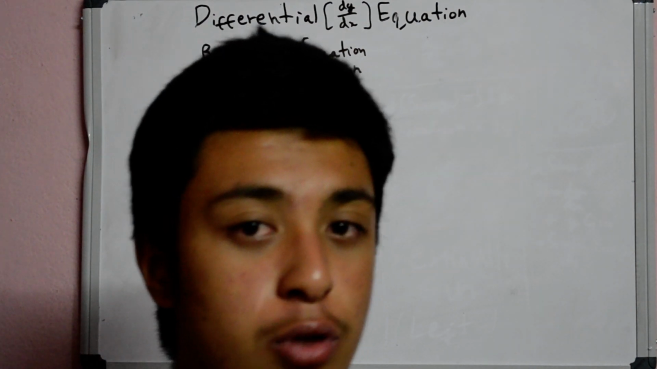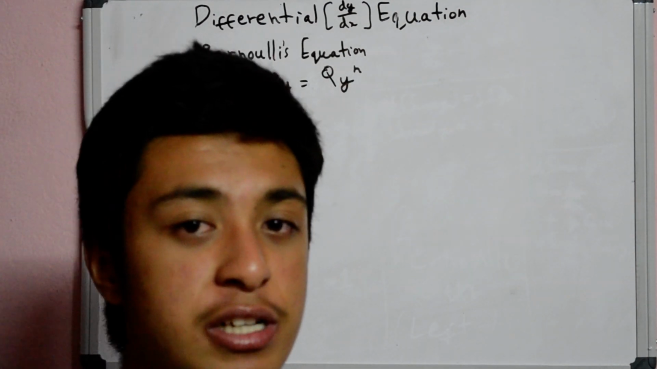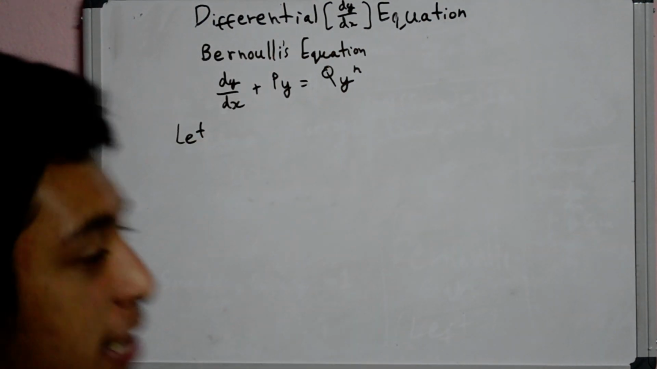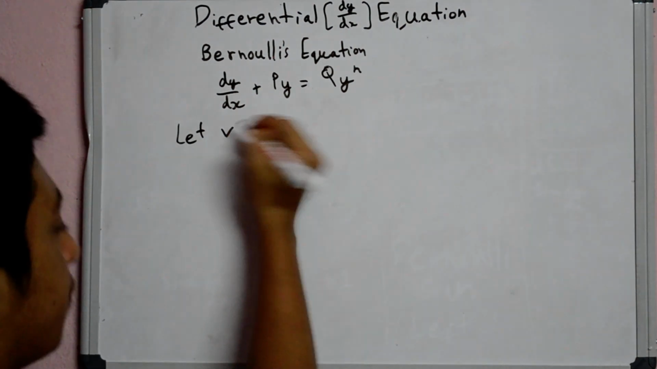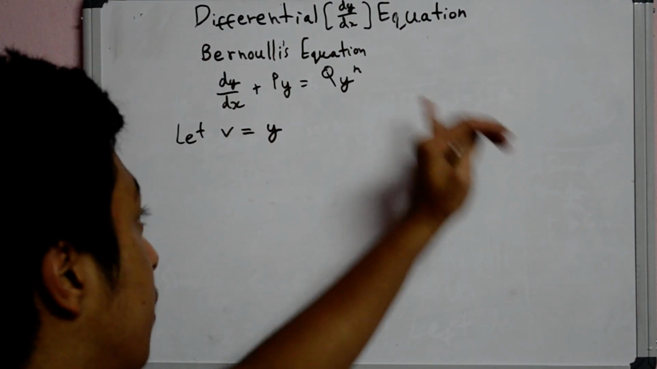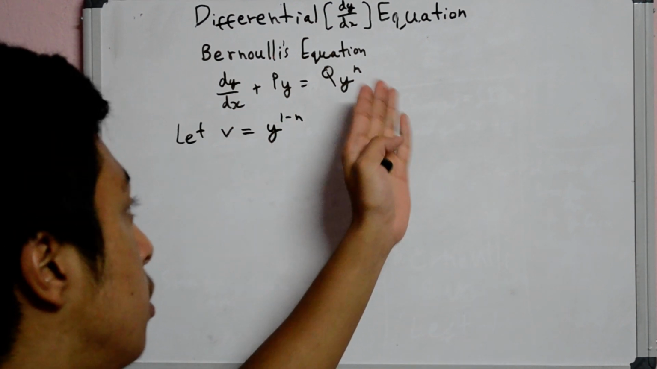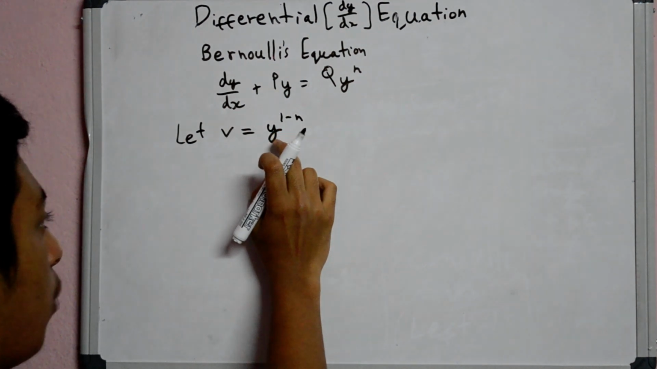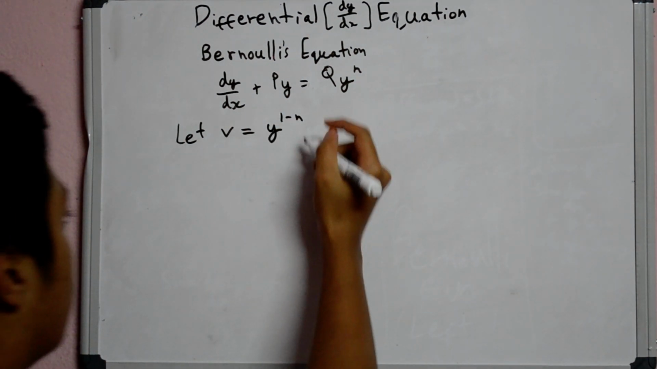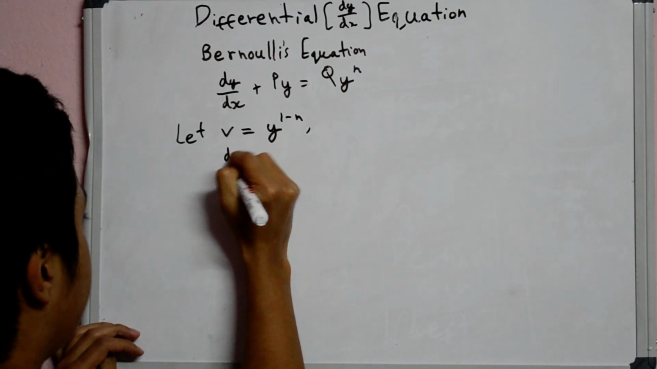The steps to convert it into a linear equation are to let some variable or function, let's say v, be y to the power 1 minus n. So if n was 2, 3 or 4, we will simply do y to the power 1 minus 2, 3 or 4 respectively. Then we will take a derivative. So this becomes dv/dx.